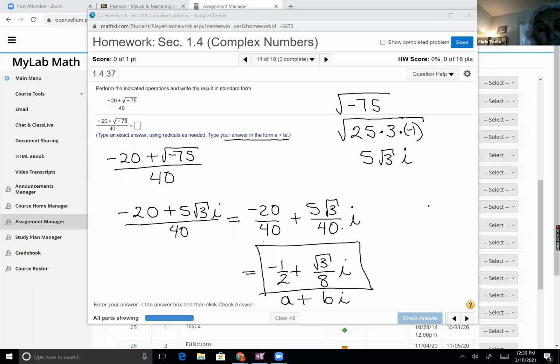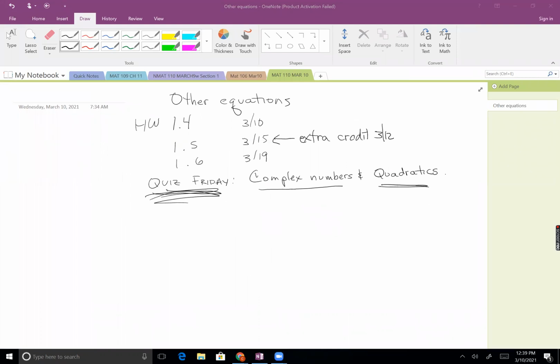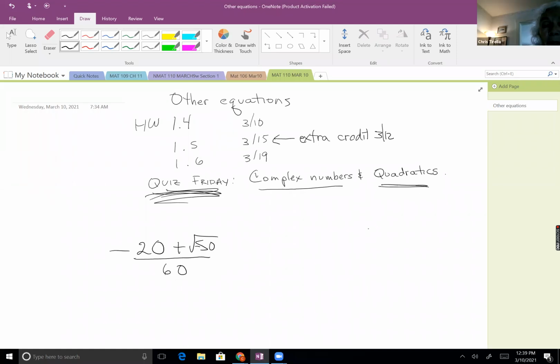Do you want to read to me the question that you have in front of you then? Negative 20 plus the square root of negative 50, over 60. Okay, so tell me what you did with the square root of negative 50.